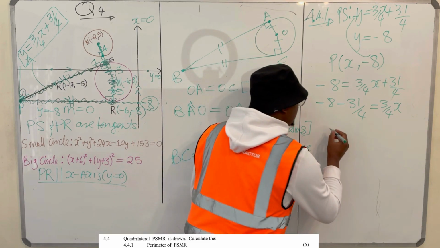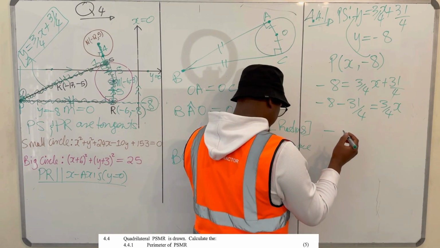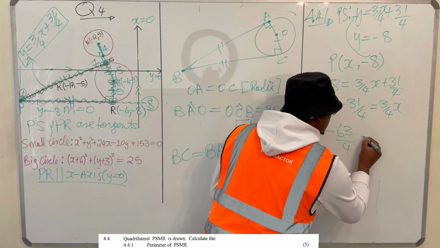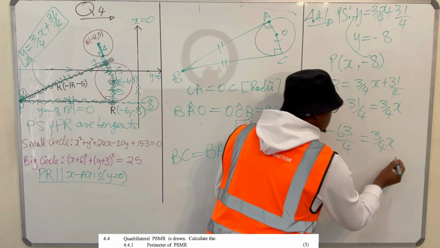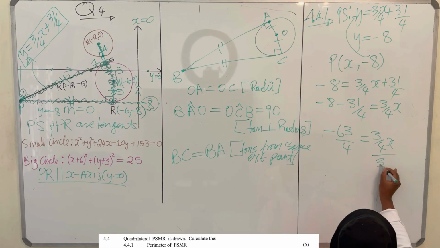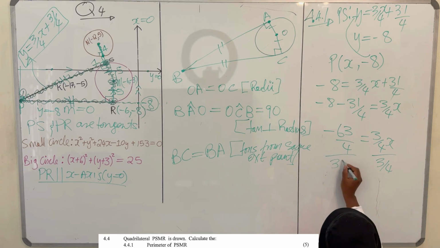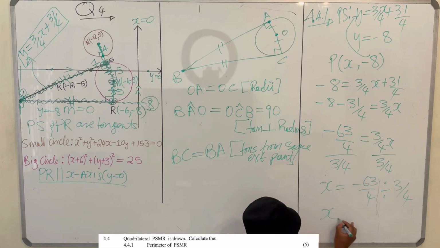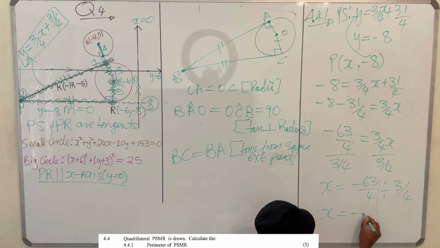So we get that this is minus 63 over 4 is equal to 3 over 4x. Right? Cross multiply here, or divide by 3 over 4. So your x is equal to minus 63 over 4 divided by 3 over 4. Okay, that your x is equal to minus 21.